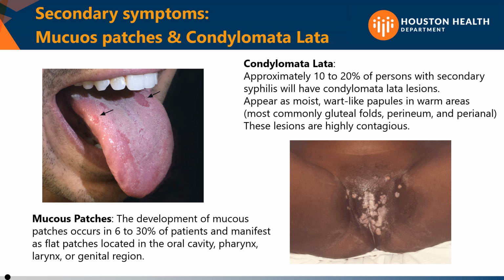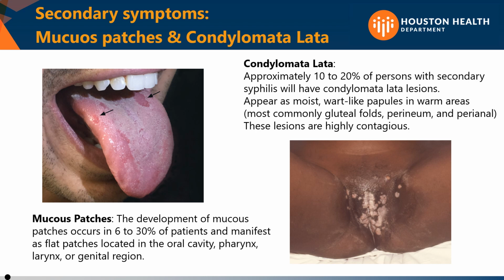And also they're going to look like wart-like papules, and they can occur in warm areas such as the gluteal folds, the perineum, and also the perianal region. Something very important to remark about the condylomata lata is that these lesions are highly contagious.